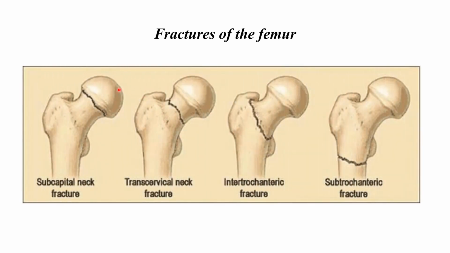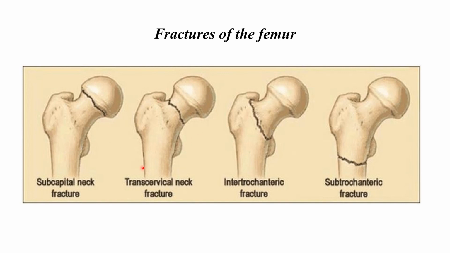Fractures of the femur. On the left side here, this is the head of the femur, this is the neck, this is the greater trochanter, this is the lesser trochanter, this is the intertrochanteric line anteriorly, and this is the shaft of the femur. This fracture line in this area, we call this type of fracture subcapital fracture. It occurs in the neck of the femur a little bit below the head of the femur. This is the subcapital fracture.